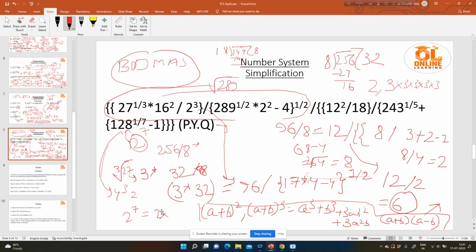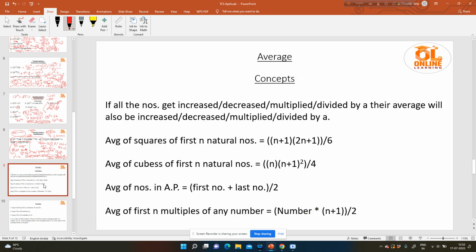Okay, now let us move to the next chapter, that is average.